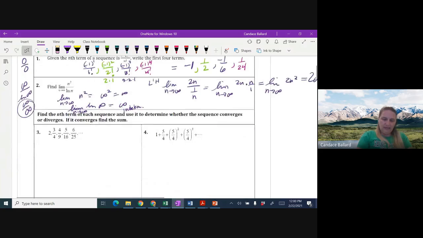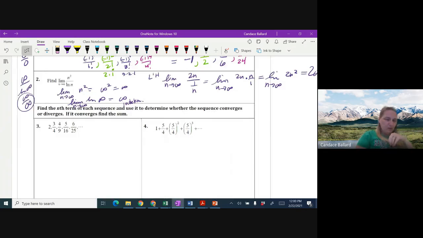Let's look at number 3. Find the nth term of each sequence and use it to determine whether the sequence converges or diverges. Okay. So we need to rewrite the sequence. And I'm not sure how much of this we did, but we're going to try.